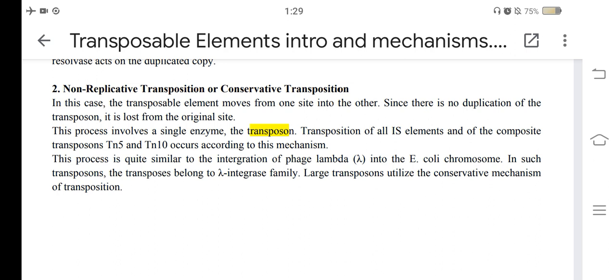This process is quite similar to the integration of phage lambda into the E. coli chromosome. Such transposons belong to the lambda integrase family. Large transposons utilize the conservative mechanism of transposition.